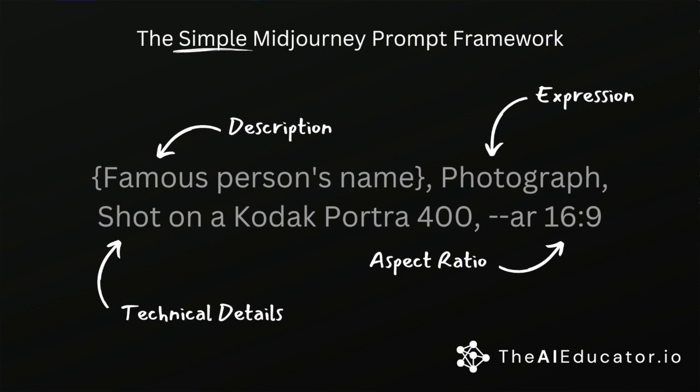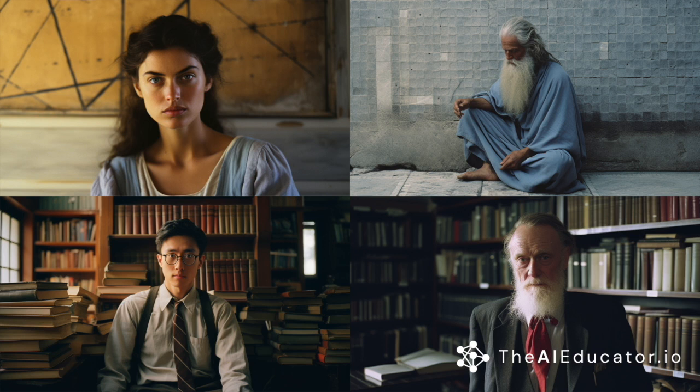So this example is, I wanted to create some famous influences in mathematics. So for the description, I typed in the person's name. I want the expression to be a photograph, shot in a Kodak Portra again, and aspect ratio 16:9. And you can see here a variety of maths influences. You got Pythagoras in the top right-hand corner there, and 3 other famous mathematicians.